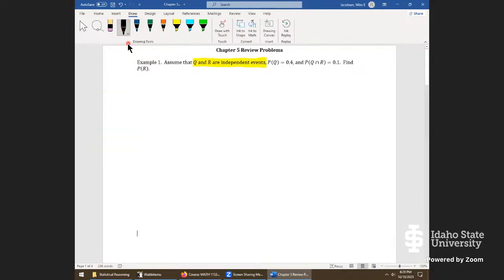The confusion here is this gives us two formulas, and the formula we use depends on the situation. So one formula based off having independent events goes like this. Probability of Q intersect R is equal to the probability of Q times the probability of R. So that's one formula we get completely for free just from them telling us we have independent events. And here's the second one.